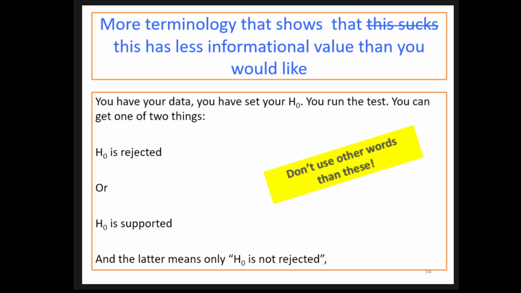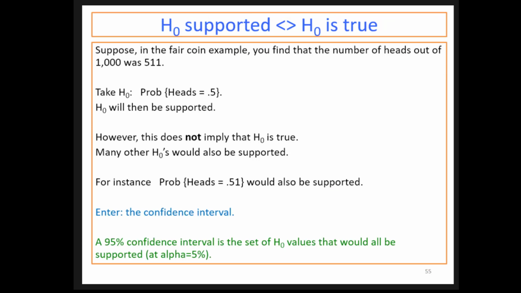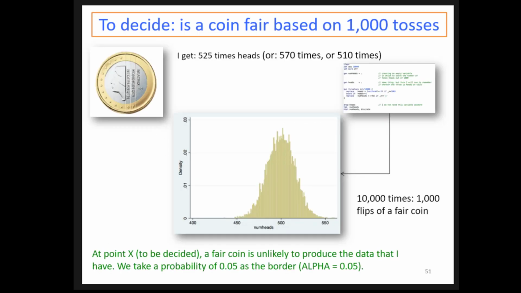You had rejection and being supported, and that's pretty much it. And this is actually a bit of a nuisance because you get a bit less than you would have hoped, perhaps. You can see this here. For instance, suppose that you find that the number of heads out of 1,000 was 511. In that case, H0 will be supported, in fact. You see this in the graph over there. 511 is about there. So this is, let's say, totally realistic, given a fair coin.